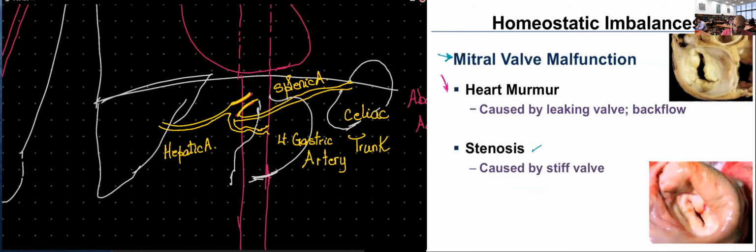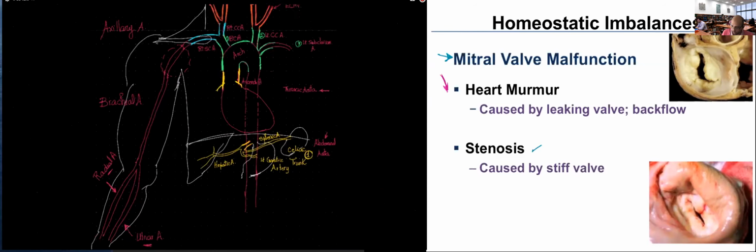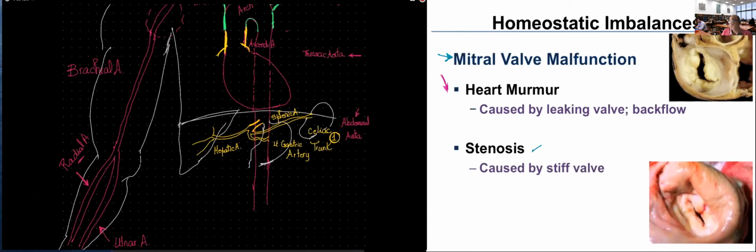So again, what are those branches? Those are branches from the celiac trunk, which is the first branch coming out from the abdominal aorta. What are again those three branches? One that supplies the liver, this is my hepatic artery. One supplies the spleen, this is my splenic artery. And one that will join to supply the stomach, this is going to be my left gastric artery.